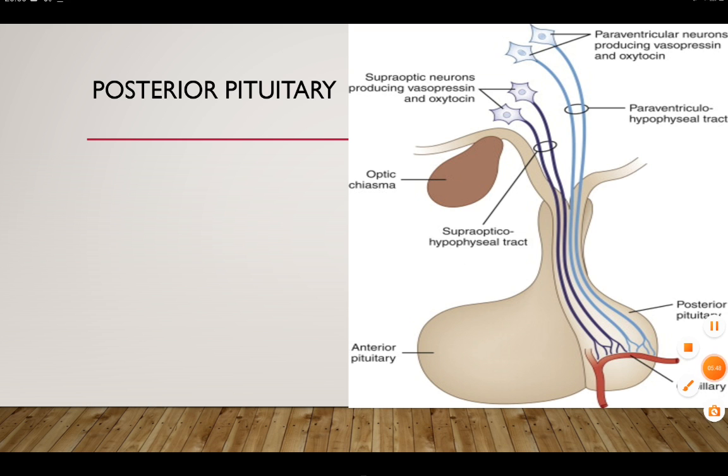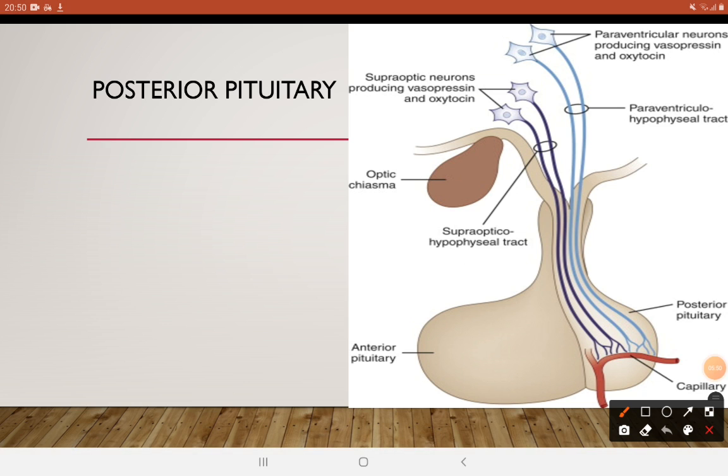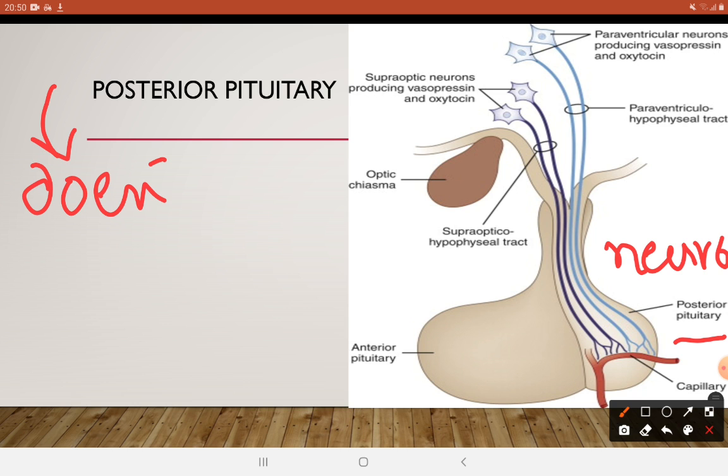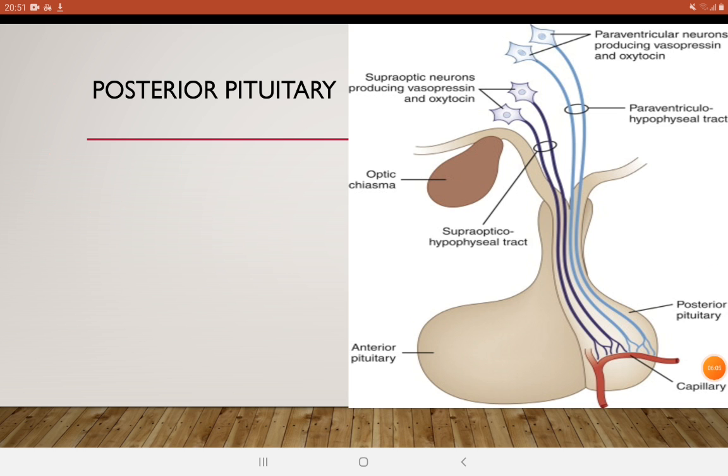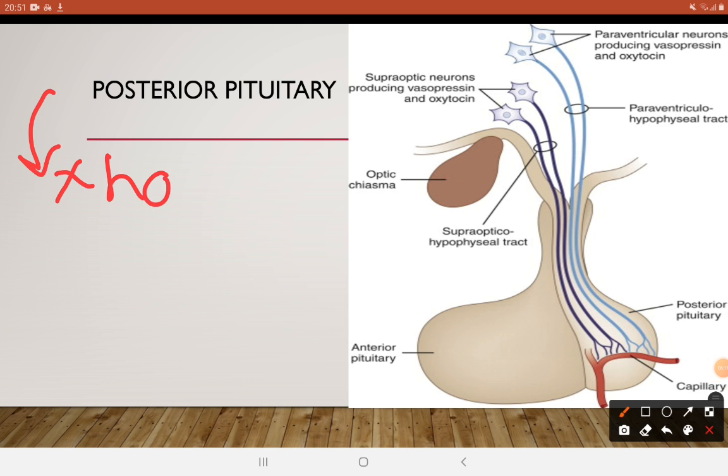So here we can see the detailed structure of just the posterior pituitary, the neurohypophysis. So it is important to know that the posterior pituitary doesn't produce any hormone. No hormone is produced by the posterior pituitary.